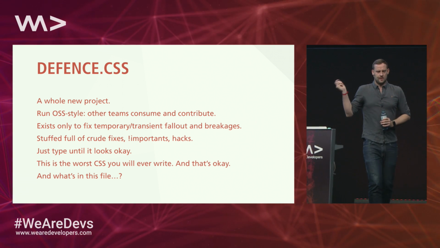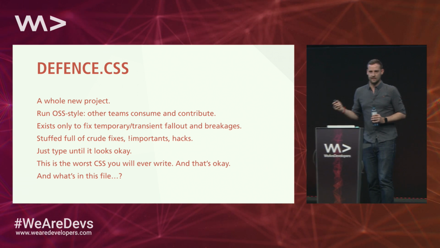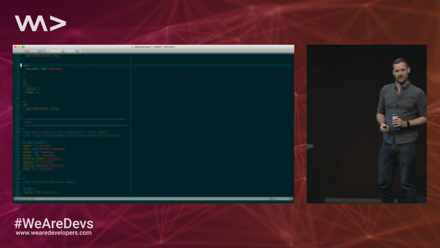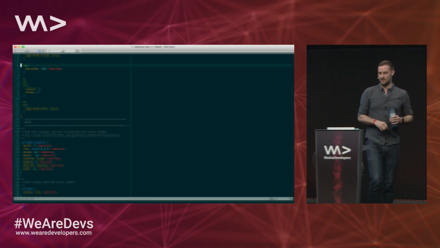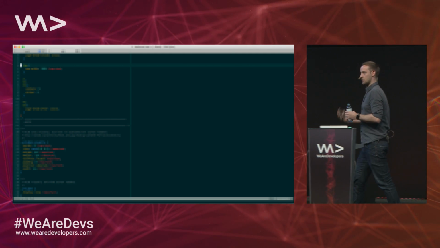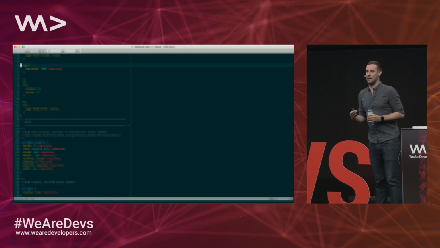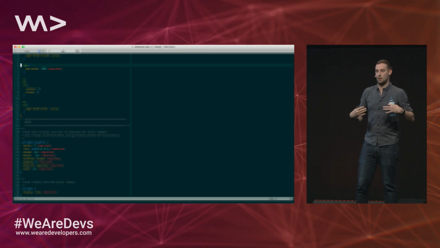I wanted to show you some of the stuff that's in this file, but I checked the code of conduct, and the CSS in here is so bad that it violates the code of conduct, so I can show you it just pixelated. What you will see is all that red, that's just !important. This is a case of just type until it looks correct. This isn't an elegant solution. This is a pragmatic solution that allowed us to start rolling out new work without regressing our colleagues.